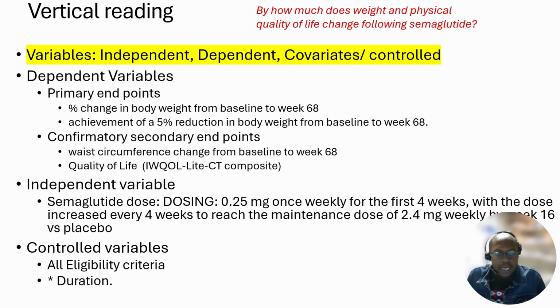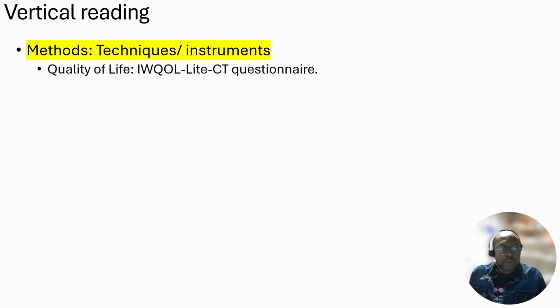Now, there are a lot of control variables, and these would be your eligibility criteria as well, and things like the duration. This is also important because as I read paper to paper, some studies were done for 68 weeks, some were done for 104 weeks. So it's important that I compare, again, apples to apples.